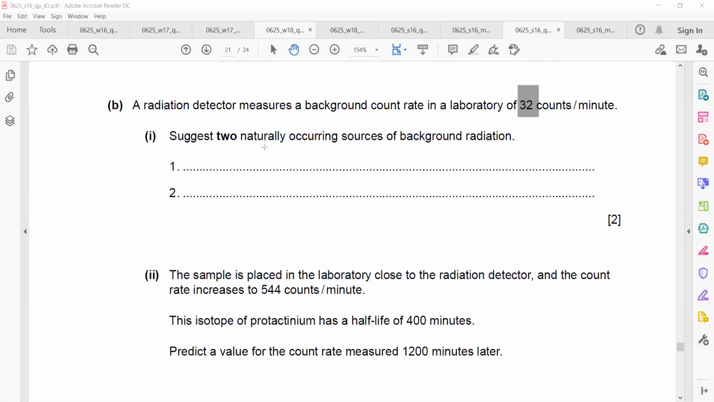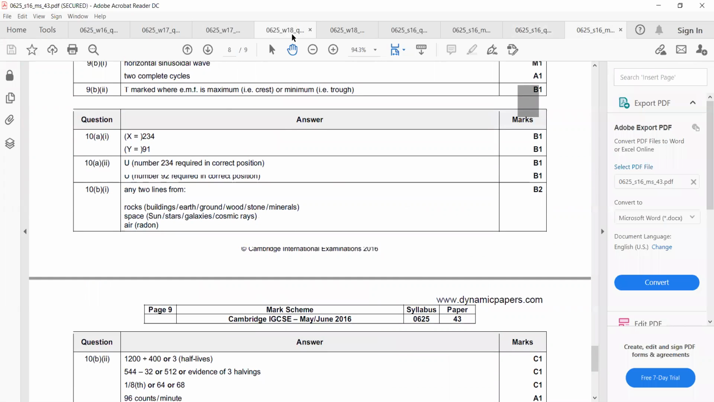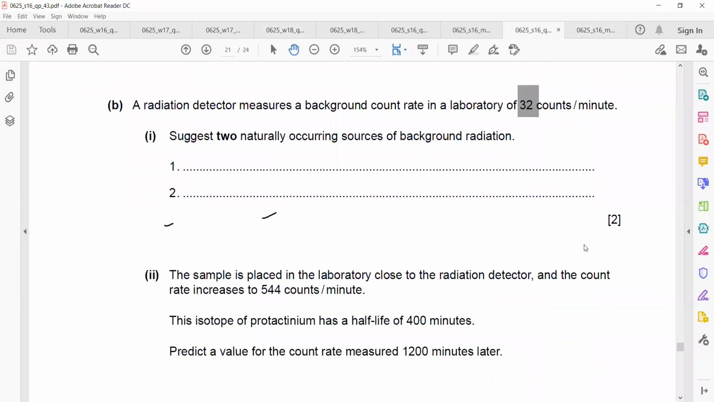Suggest two naturally occurring sources of the background radiation. Naturally occurring sources are things which give background radiation naturally. So you can mention rocks, buildings, earth, ground, air which has radon, or cosmic radiation, or radiation from galaxies, the sun, stars. These are the sources of background radiation.